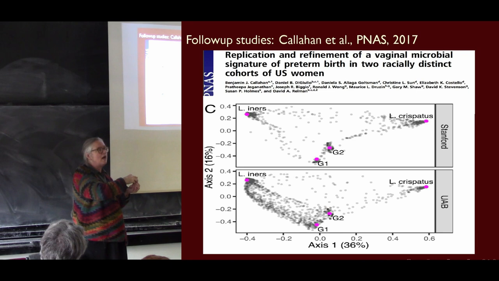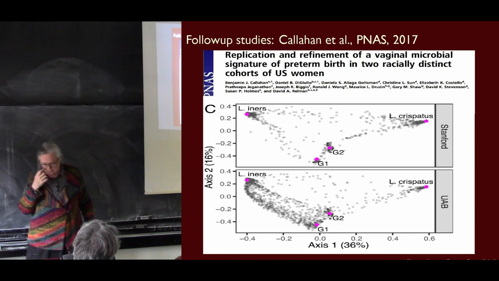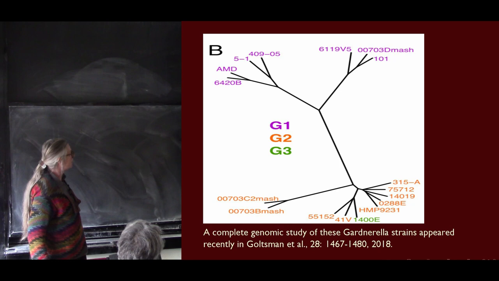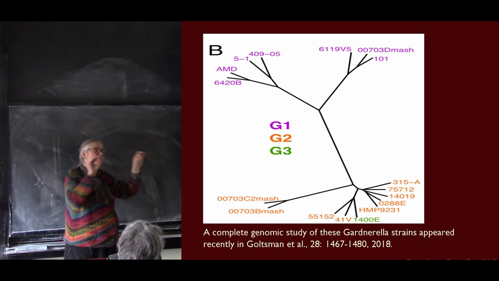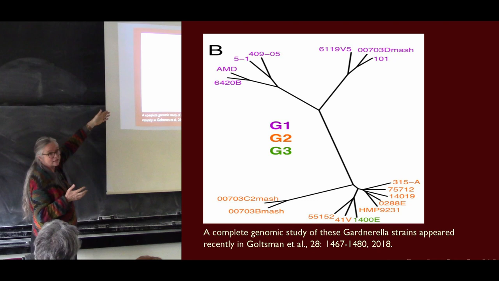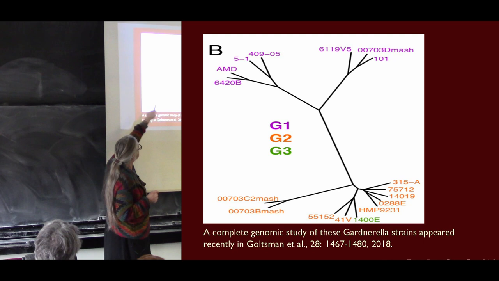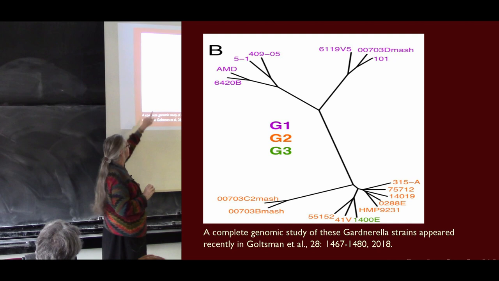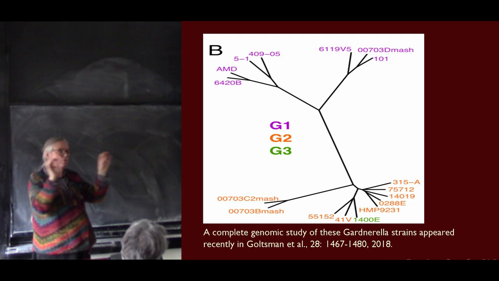And if you just glom everything together, the heterogeneity kills the significance. Then we did a follow-up study with Daniela Goldsman, who went in and did the whole genome of the 3 different strains and looked at their relationship on a phylogenetic tree. You see that we have different instances according to the color. The Gardnerella 1 are the ones which are apart, and Gardnerella 2 and 3 are down here. So you can do a phylogeny after the fact if you have the whole genome.